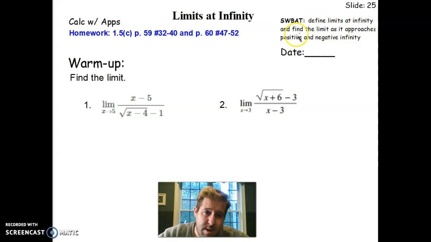So defining limits at infinity, and finding the limit as x approaches positive and negative infinity. All right, so this warm-up, I'm only going to do one just for the sake of saving time.